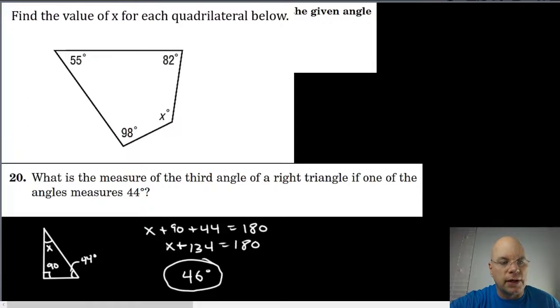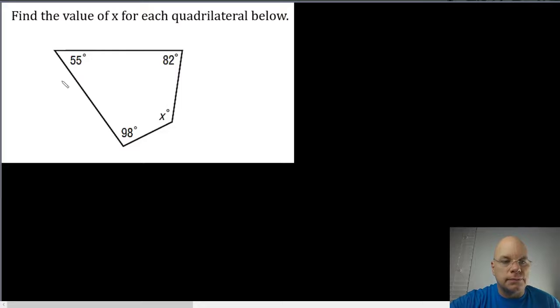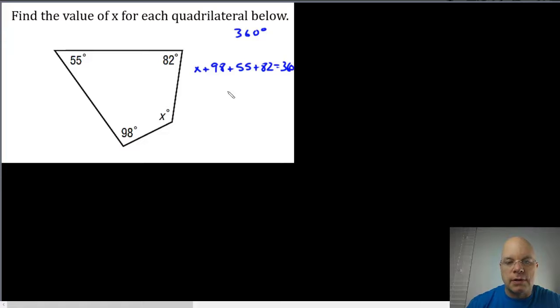I also want to take a quick look at another problem. It's on the back. It's problem number 27. Here we have a quadrilateral, and we know the sum of the angles of any quadrilateral is 360 degrees from the work we did today in class. So here you have x plus 98 plus 55 plus 82 equals 360 degrees.